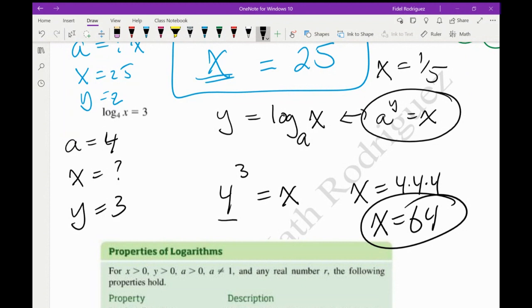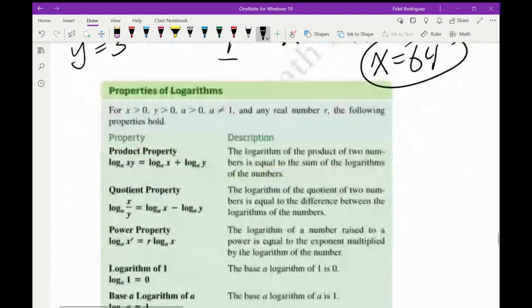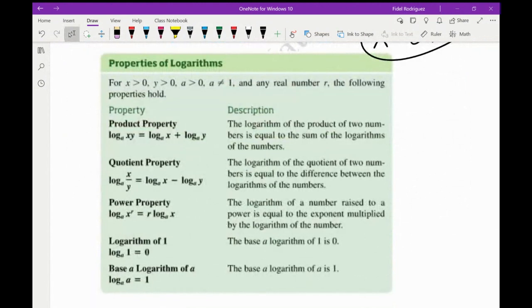All right, so let's do a little bit more of properties of logarithms and then we'll go ahead and move on to some stuff out of 4-6. So properties of logarithms, guys, remember what we're talking about. We're thinking about exponents, right? So I want you to think about this one here, the product property.